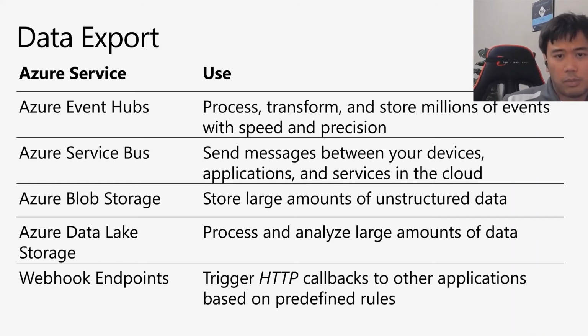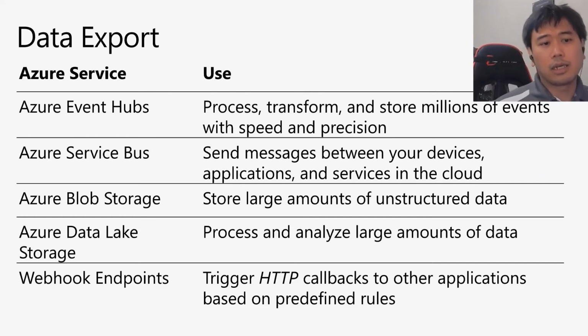This event hub service is more for when you want it in a certain order, and you want to know about each one of the orders. You can export the data to a blob storage if you want unstructured data, and then you can build it later on for visualization. And then you can also do Azure Data Lake, where you can process and analyze a large amount of data.